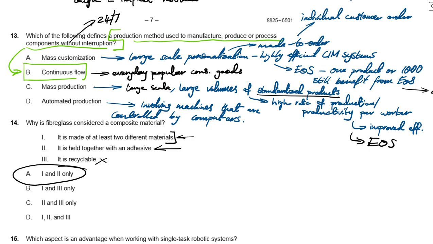Now, automated production just means involving machines, and those machines are controlled by computers. We can't just say involving machines because we can have mechanized production. That just means involving machines that are controlled by humans. That is mechanized. So automated is this.